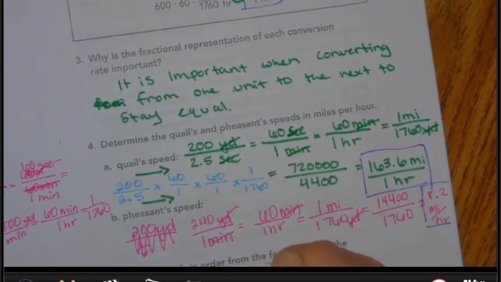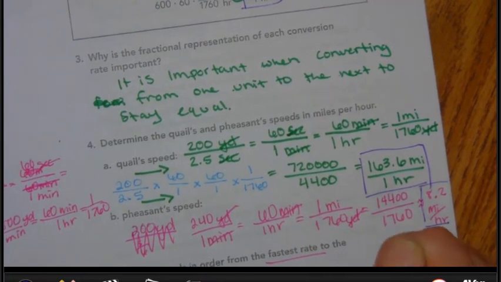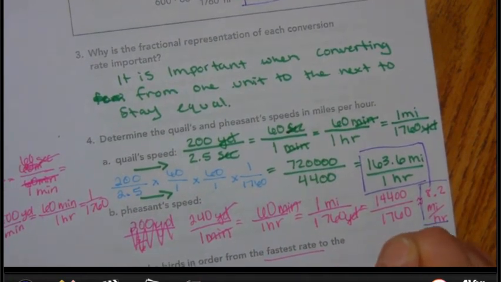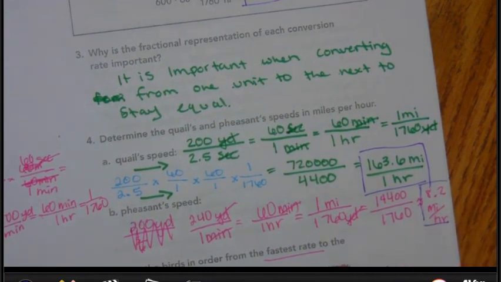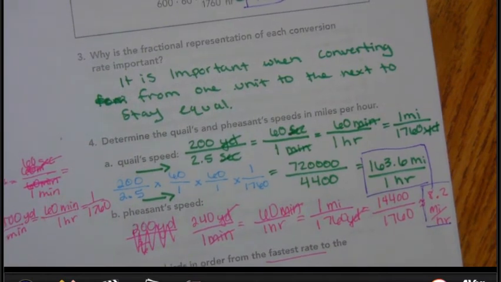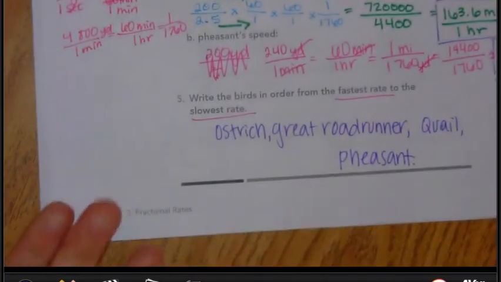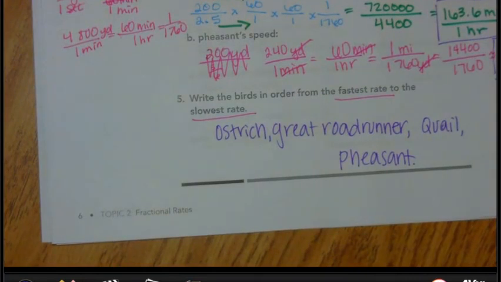Okay, so I believe I messed up on this one because our order should be ostrich, my great roadrunner, then it should be my quail, and then it should be my pheasant, but my pheasant will always be last in this case. There's your answer. All right, if you guys have any questions, please let me know.